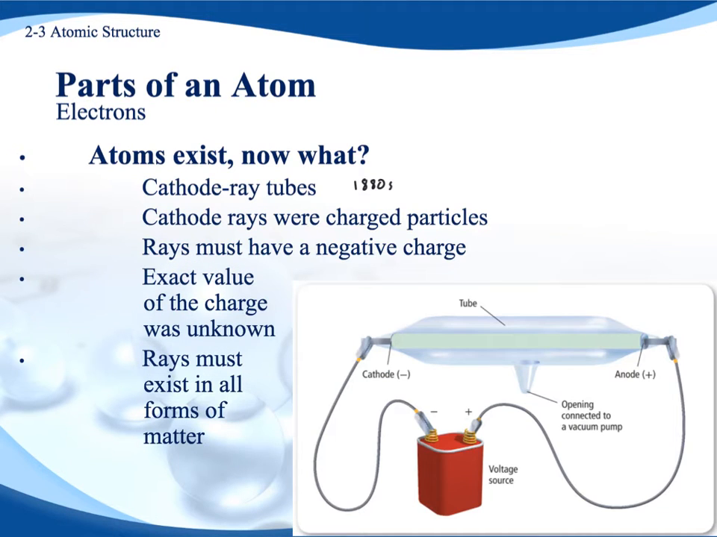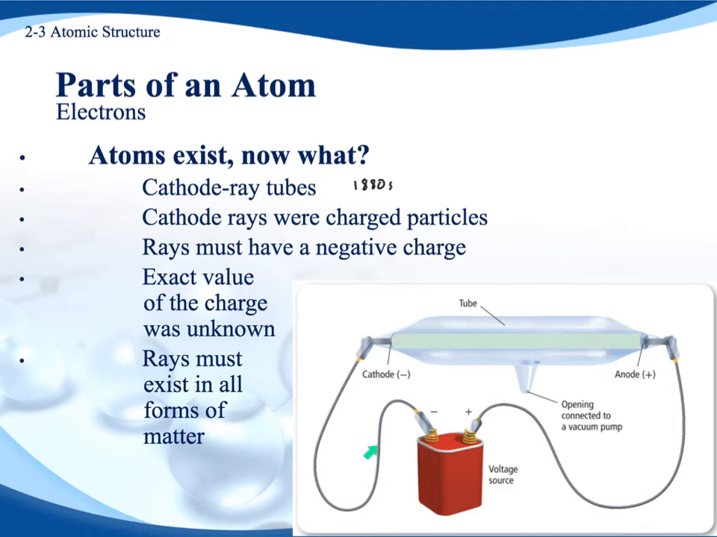John Dalton's atomic theory in 1803 proposes the idea of atoms. We know atoms exist, so now what? Well, in the 1880s, scientists, chemists, and physicists started to play around with devices called cathode ray tubes. It looks kind of like this. Essentially, you had a cathode and an anode, and the tube was vacuumed out, so there are no atoms or anything inside of it. It's empty. There's no gas. It's just a vacuum, like outer space.